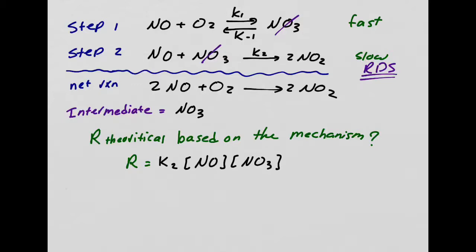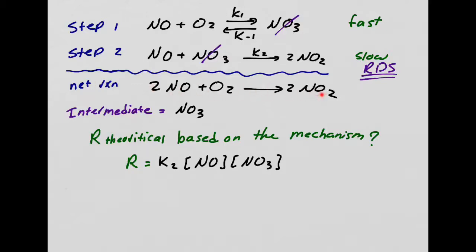Okay, here's the problem. Here's what I came up with. This is my rate law. The problem is, when I look at this rate law, and this is my main reaction, there is no NO3 in my main reaction, is there? So I can't have this, because my net reaction is my final product.